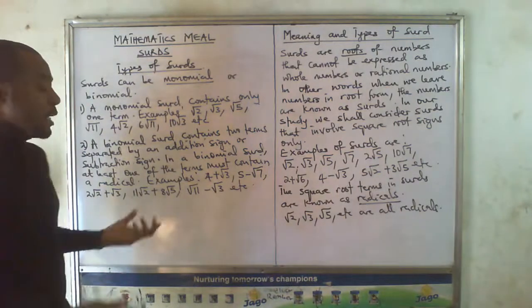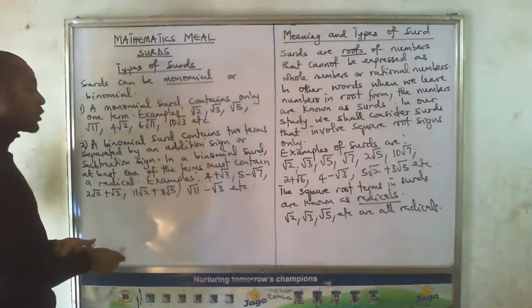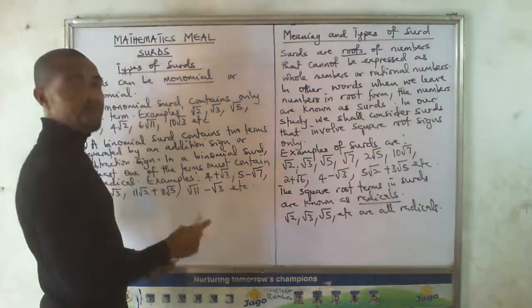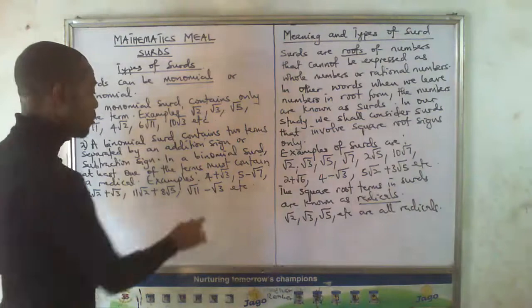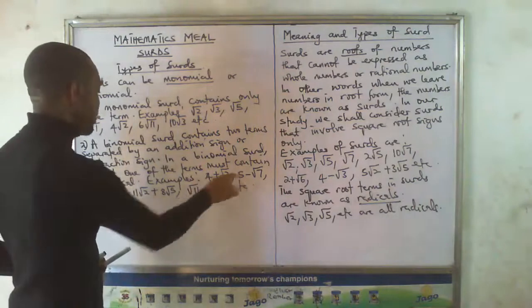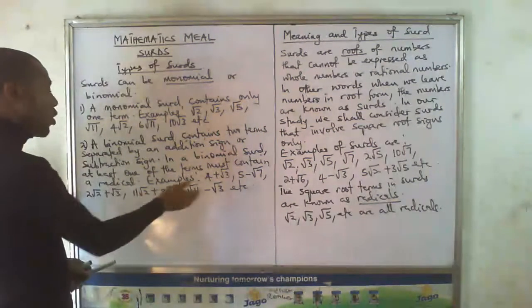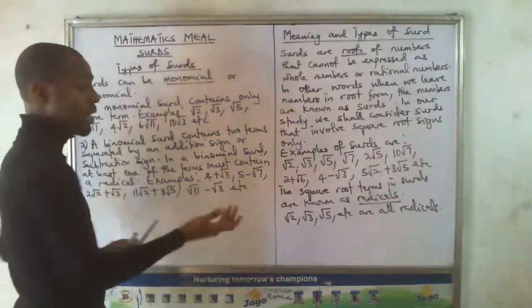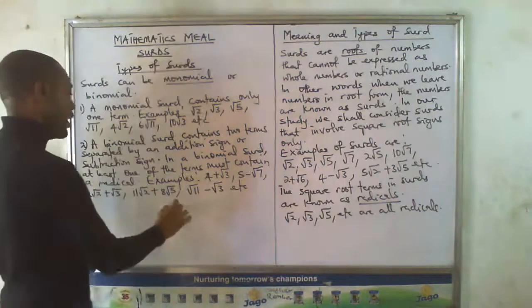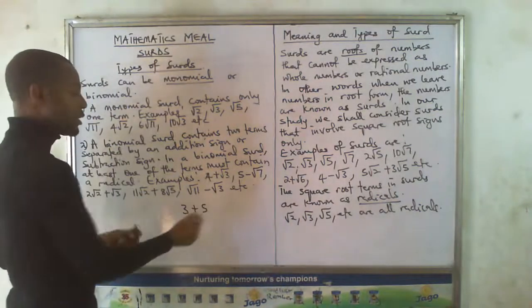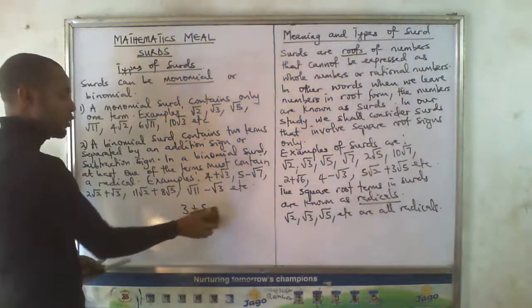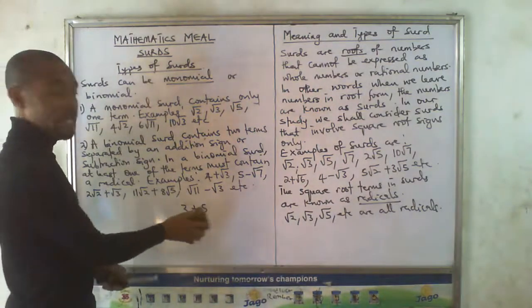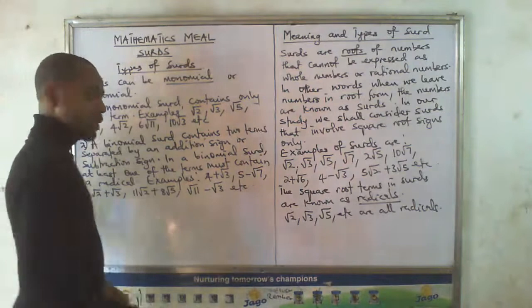So whenever you have a binomial surd, there must be a radical in at least one of the terms. And remember, we said that the terms must be separated by either addition sign or what? Subtraction sign. That's the minus sign. So when you see something like 3 plus 5, this is not a binomial surd. It's not a binomial surd because we don't have any surd here. We don't have a radical on any of this. All right, so far so good.